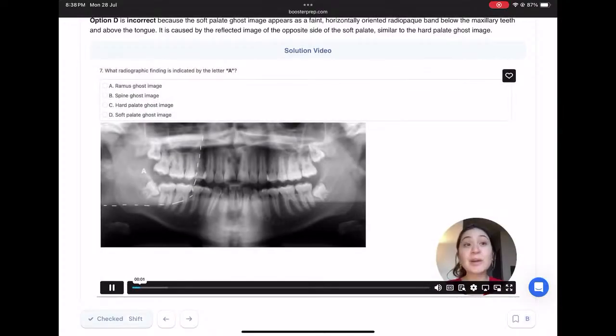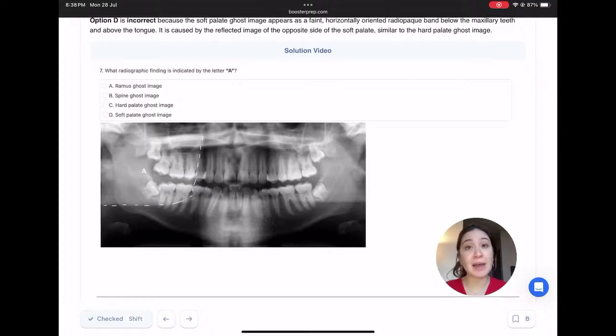This question asks, what radiographic finding is indicated by the letter A? So the letter A here would be the ramus of the mandible, and this may present in a ghost image or in an image in general if the patient is incorrectly positioned or if they have just a different anatomy. So let's take a look at some of our answer choices and see why they're wrong and where these anatomical landmarks would be. So next we have the spine ghost image.